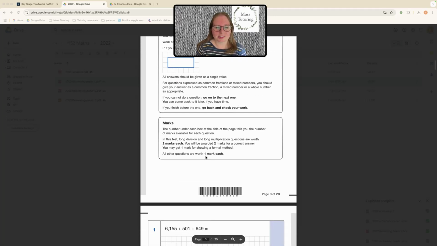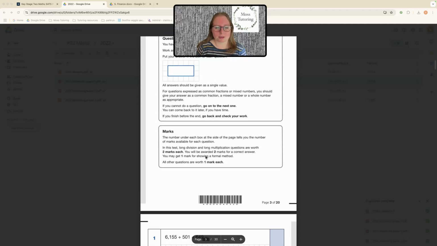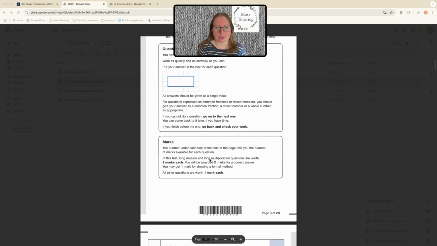Then it will tell you how many marks are on each question. If it has 2 marks, I would really make sure that you're showing a method, because you could get a mark for showing a method, like it says here. And all the other questions are worth 1 mark each.